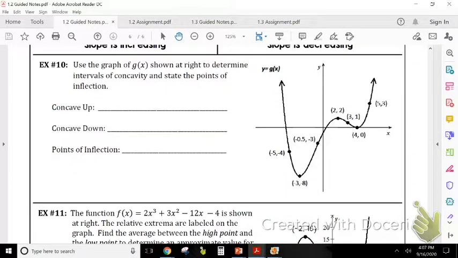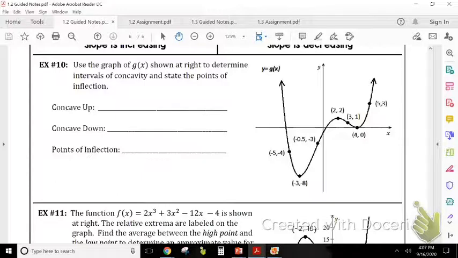All right, so look at example 10. It says, use the graph of g of x shown at the right to determine intervals of concavity and state the points of inflection. So here we're looking at where is our graph concave up, where is it concave down, and where are those points of inflection? Now the definition of points of inflection we said is where concavity changes. But guys, a way to identify it is going to be a point that is somewhere in between a local maximum and a local minimum, or a local minimum and a local maximum.